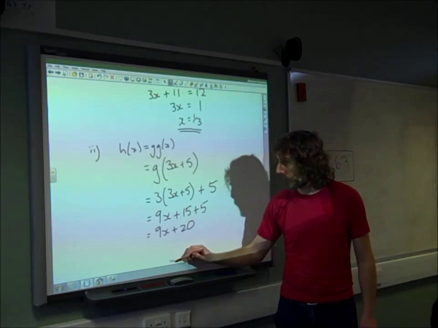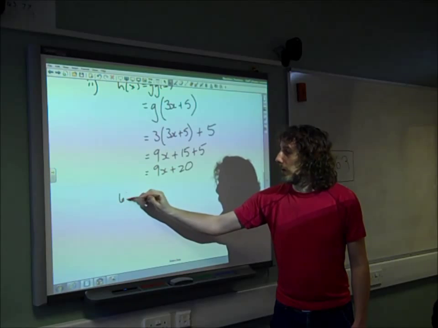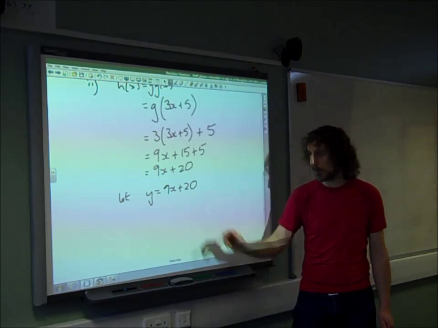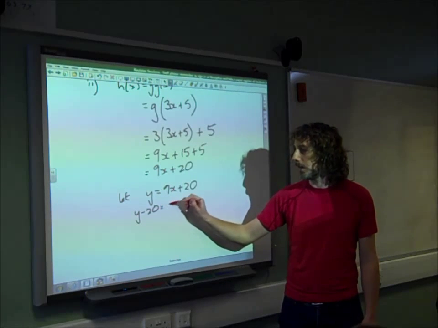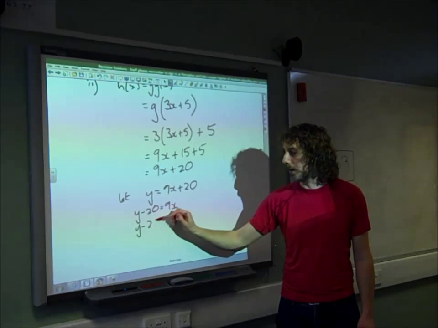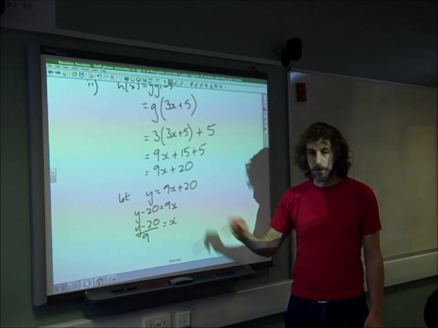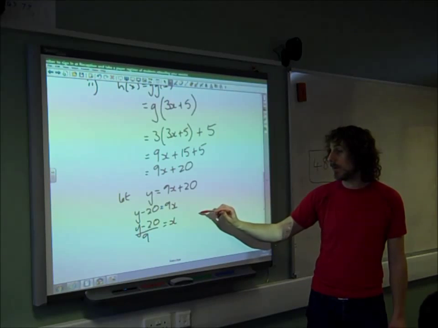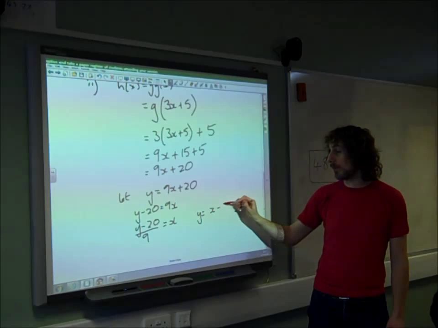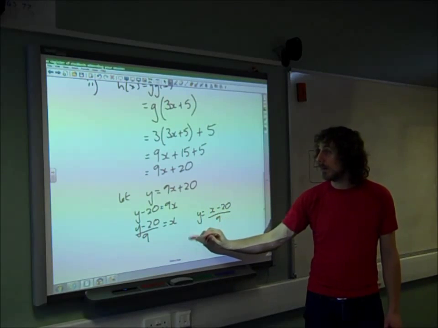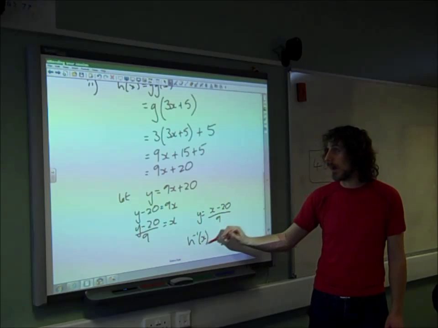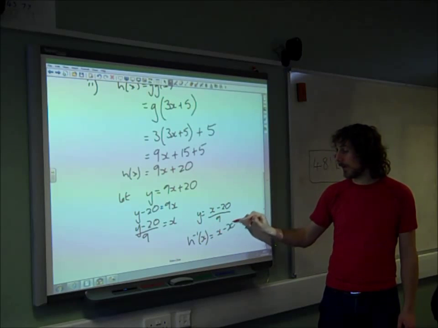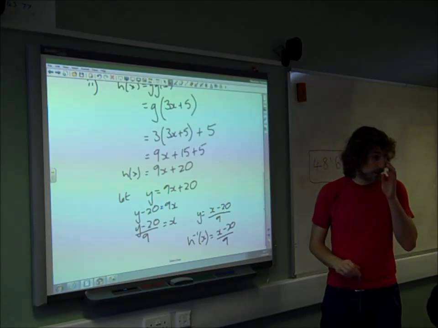And the question said find the inverse of h. So what we're going to do is let y equal 9x plus 20. We're going to rearrange this until it says x equals. We just did one of these: y minus 20 is 9x, so y minus 20 over 9 is equal to x. Now we swap our x and y's round to get y equals x minus 20 over 9. So our inverse of h, because that's what h was, remember, is x minus 20 over 9.